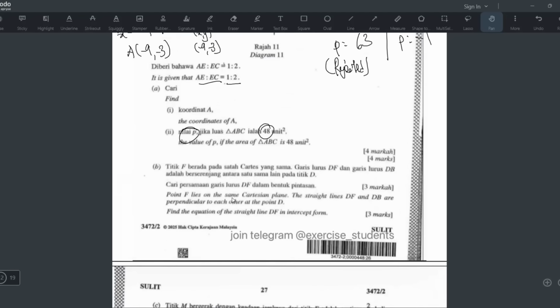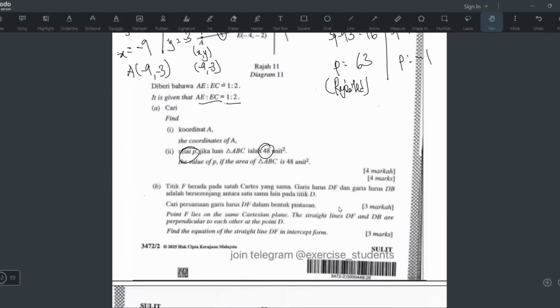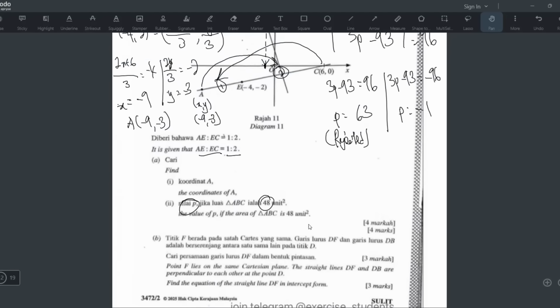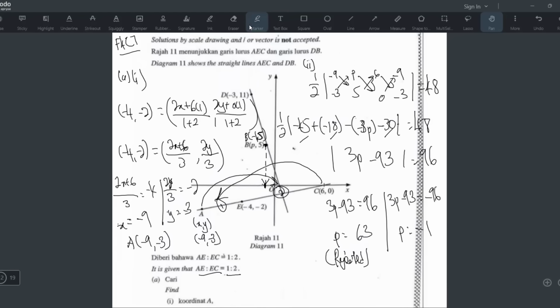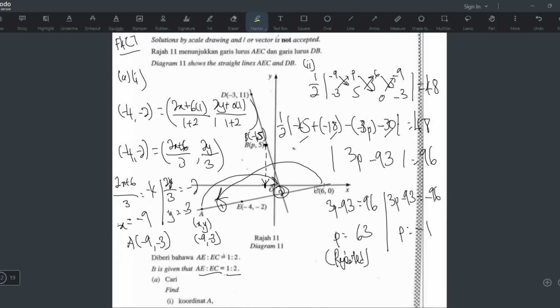Point F lies on the same Cartesian plane. Where is it? Okay, it's not even there. Point F is not even here. So maybe it's a new point lah. It's a new point. Point F lies, the straight line DF and DB are perpendicular to each other at the point D. Find the equation of straight line DF in intercept form. Okay, let's focus here. DF, DB perpendicular at point D. DF, DB. So highlight, let's go.